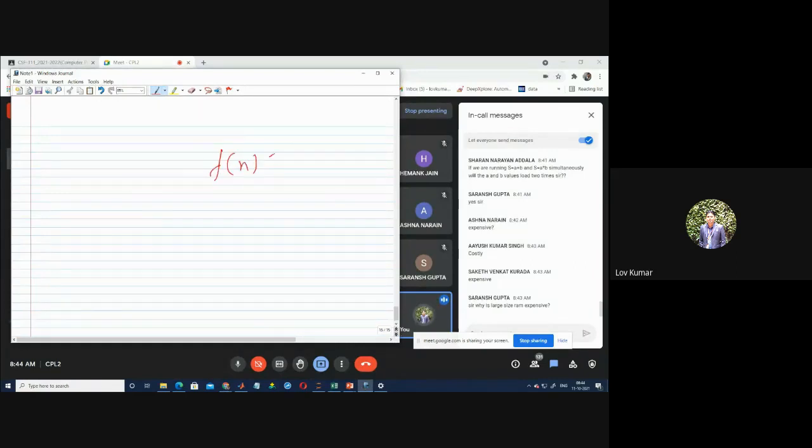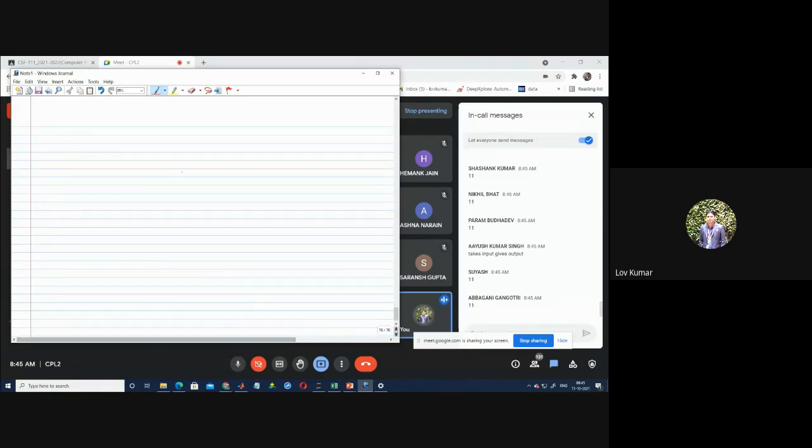Anyone? Can you tell me, if you are writing f of x equal to 2x plus 5, and you calculate f of 3, what value will you get? 2 into 3 plus 5, you are getting 11. Function means it will take some input and give you some output. From the programming point of view, there are two parts: one is called the function declaration, and the second is called the function definition.